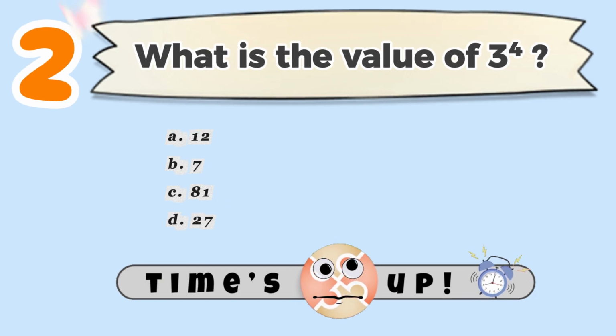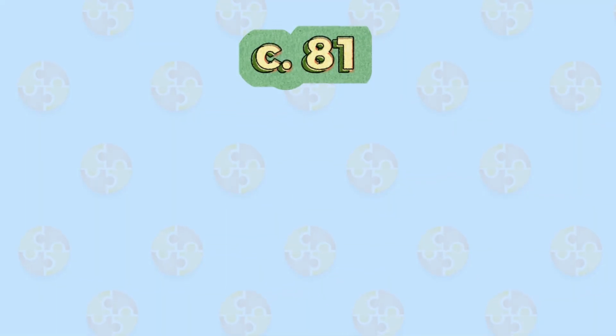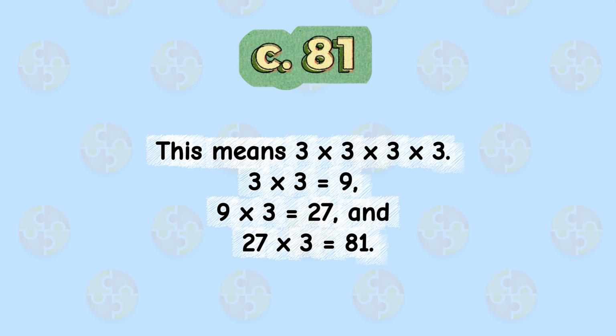The correct answer is C, 81. This means 3 times 3 times 3 times 3. 3 times 3 equals 9. 9 times 3 equals 27. And 27 times 3 equals 81.